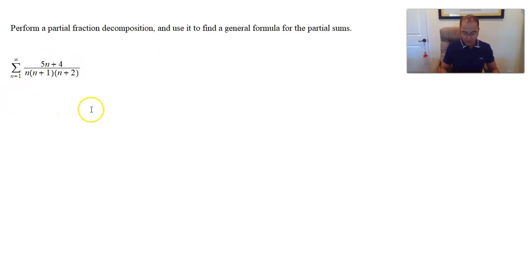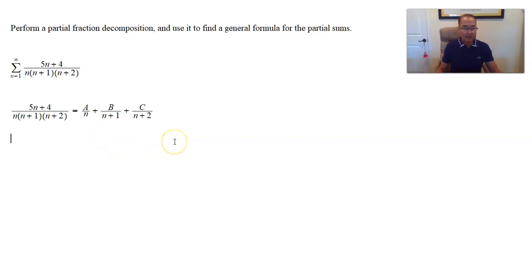We want this to be equal to a decomposition of several fractions. So these are all linear factors, and they're distinct, no squares, no irreducible quadratics nastiness. So we will have a denominator of n, a denominator of n plus 1, and a denominator of n plus 2. Okay, so I hope you remember how to do that. If this is completely foreign to you, maybe you're not one of my students, you made it this far into the video, I have a video on rational functions and partial fractions, also on my channel, of course.